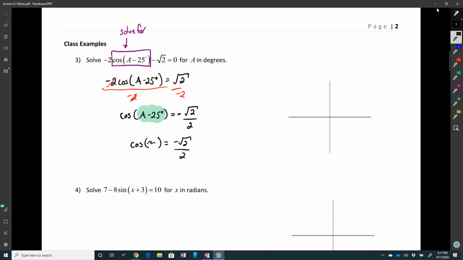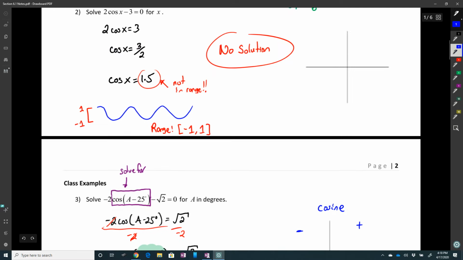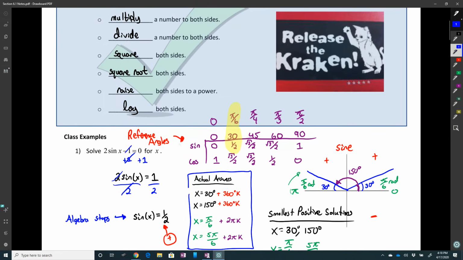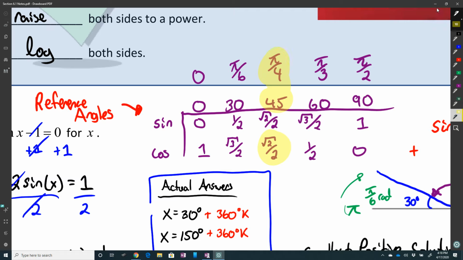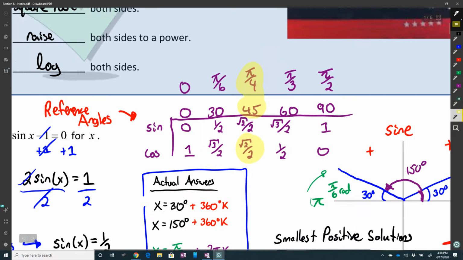Okay? Well, when does that happen? Well, for cosine, I know cosine is positive on the right and negative on the left. And if I go to my table, square root of 2 over 2 is right here, which means it's at 45 degrees or pi over 4. In this problem, they're looking for degrees, so I'm going to go with just 45 degrees.